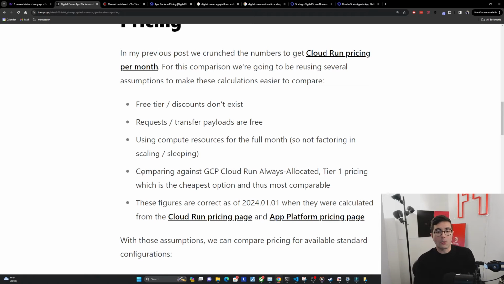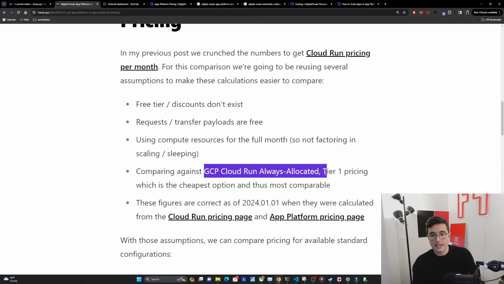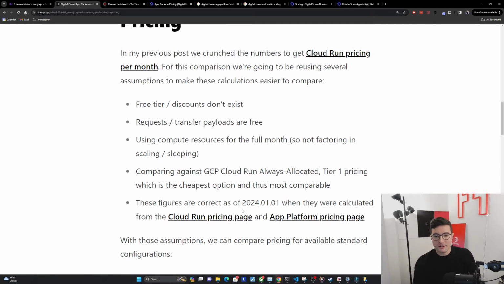Okay, the next thing is we're only going to be comparing against GCP Cloud Run always allocated in tier 1. This is the cheapest price option and thus the most comparable. This is also going to keep us from having to do all sorts of combinatorial comparisons because there are so many different options in GCP that can make the price vary wildly. So we're just going for the cheapest option. Just know that the other options you take will be more expensive. And of course, note that I'm doing these figures on January 1st, 2024, so the prices might change. Always check the pricing page in case they have.